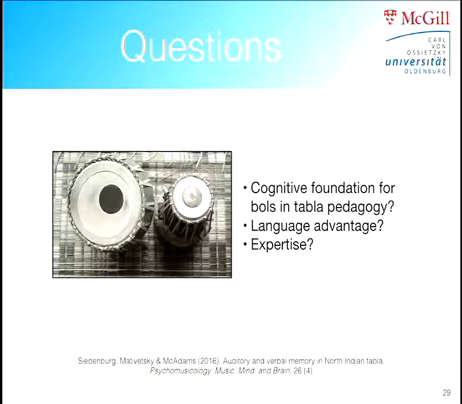For us, the question was, is there some sort of cognitive foundation for bowls in tabla pedagogy? So is there, for instance, a language advantage? Is the bowl version simply easier to memorize compared to the stroke? And also, what's the role of expertise? So do tabla players simply memorize tabla sounds better compared to musicians that are otherwise matched in expertise?